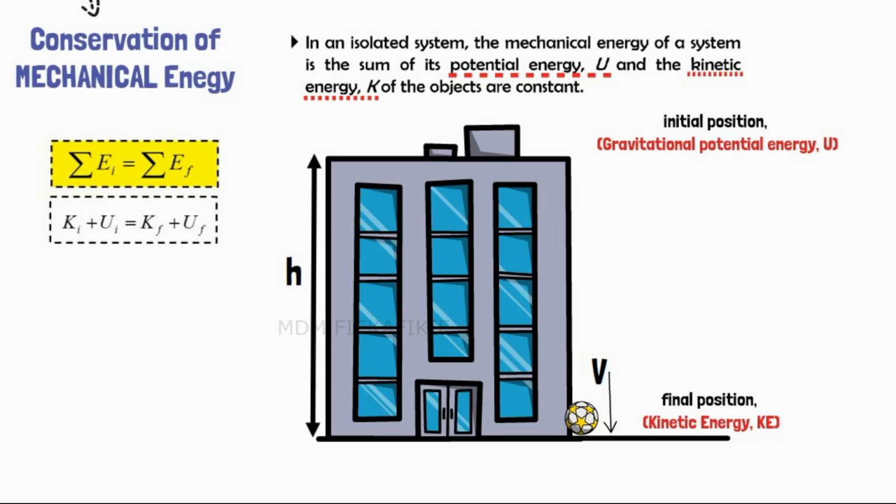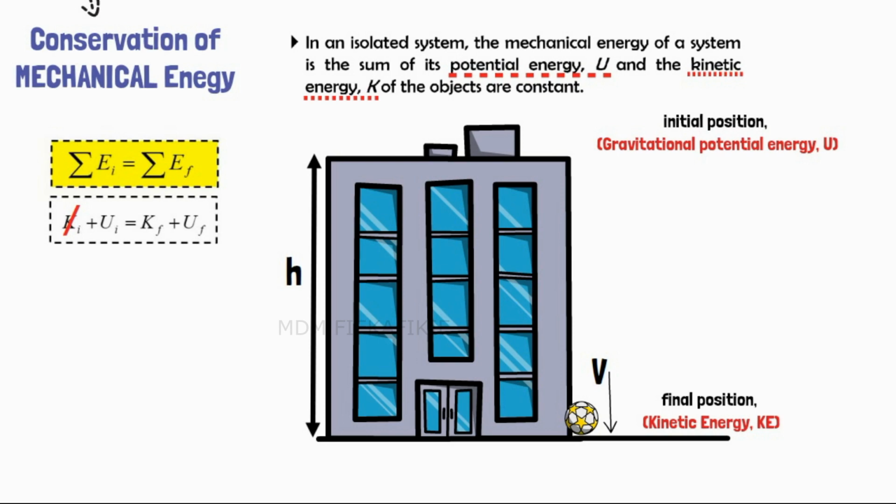so at final position, the ball has the kinetic energy. So bila kita tulis in terms of conservation of energy, total initial energy is equal to total final energy. So initially, the ball has no kinetic energy. So we can cancel out K.